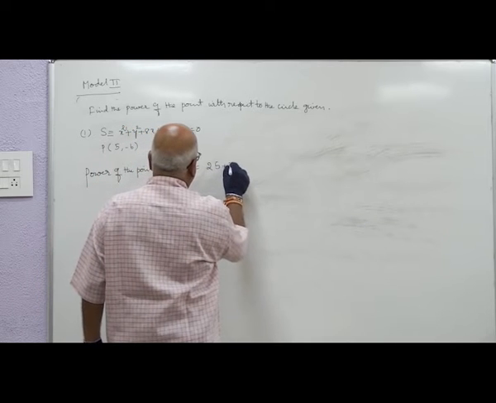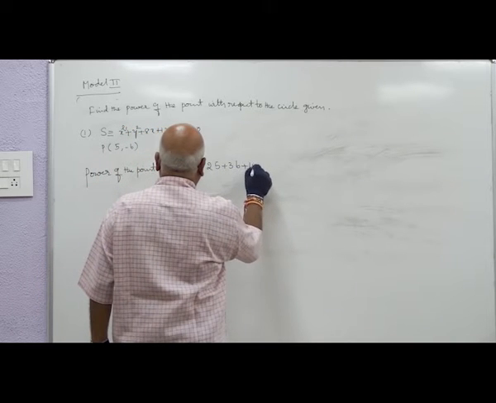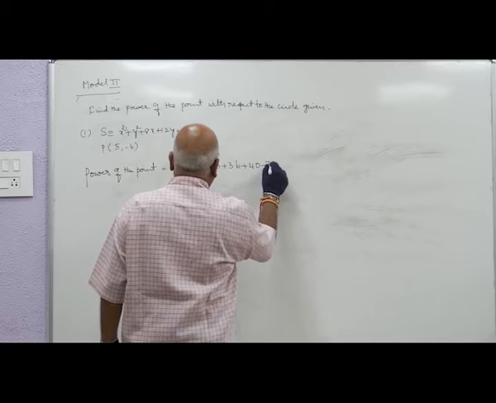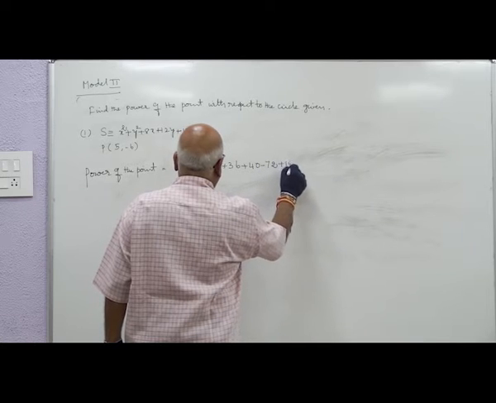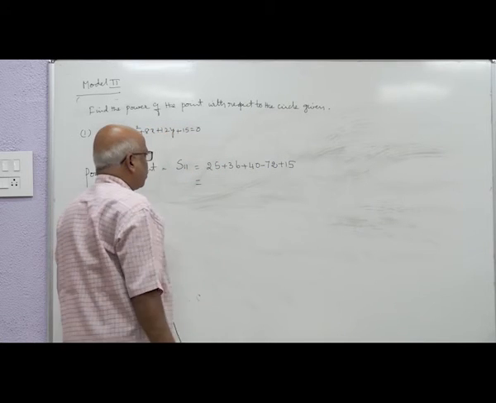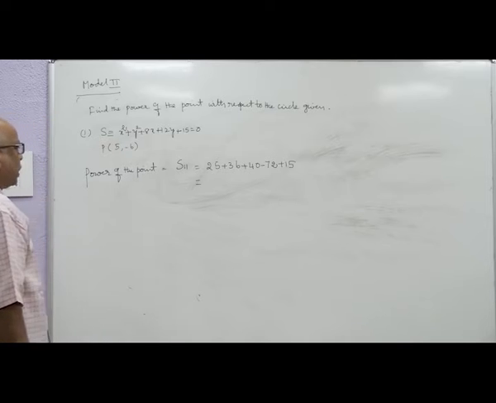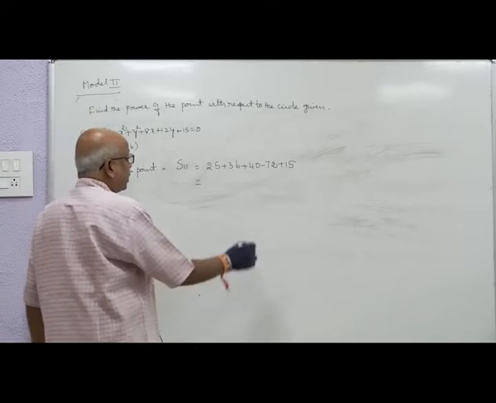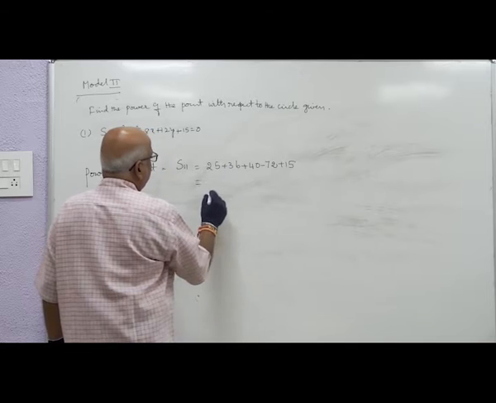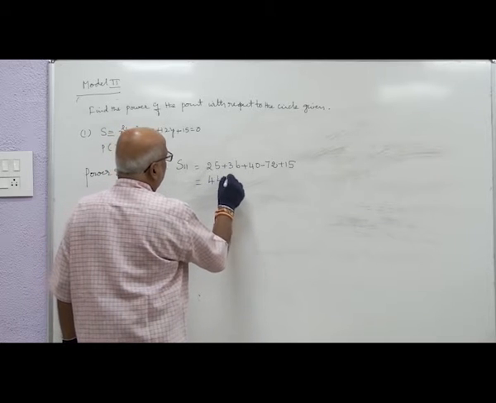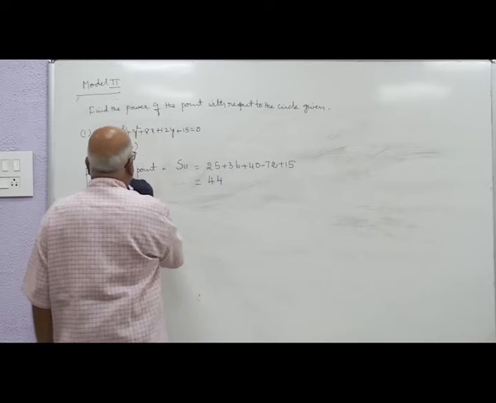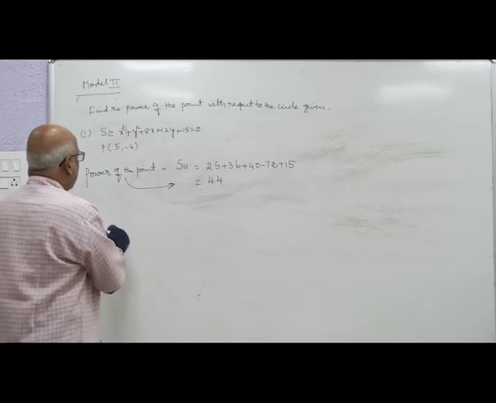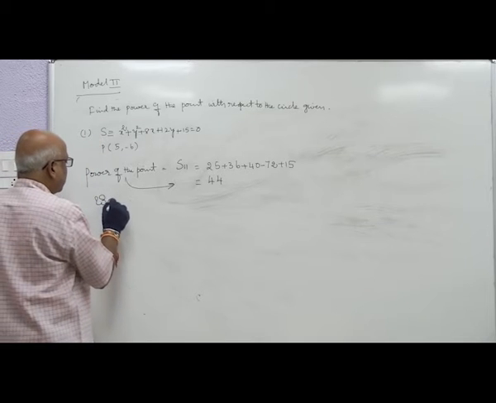25 plus 36 plus 40 minus 72 plus 15. 25 plus 15, 40. 40 plus 40, 80. 80 minus 72, 8. 36 plus 8, 44. That is the power of the point. Bindu Shakti, that is the Telugu name for power of the point.